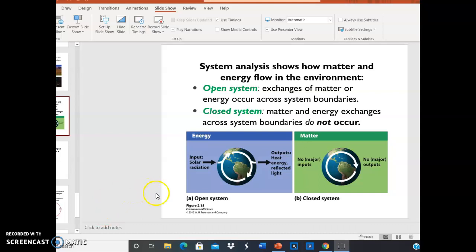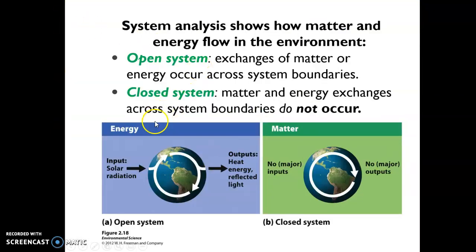So an example of the, let me bring that up better, slideshow. Okay, so an example of an open system is the flow of energy from the sun to the earth and how that energy flows around the earth and other energy flows out such as heat energy or reflected light. So that's an open system. Energy is flowing in and flowing out of the Earth's system.